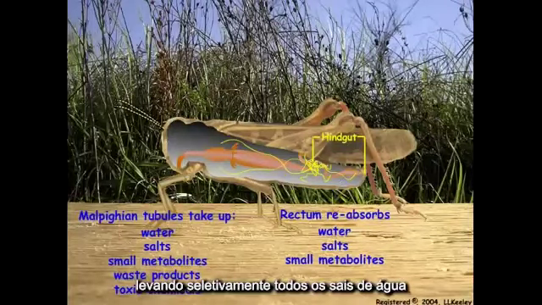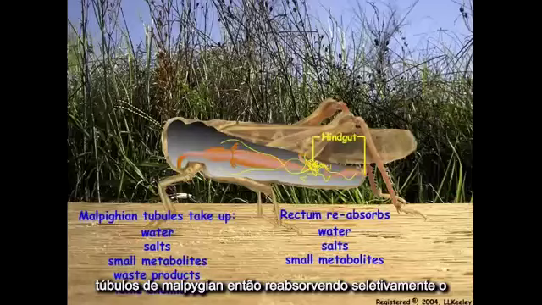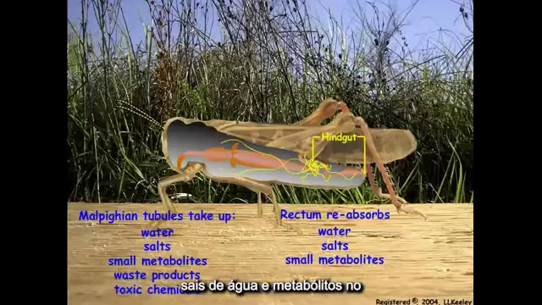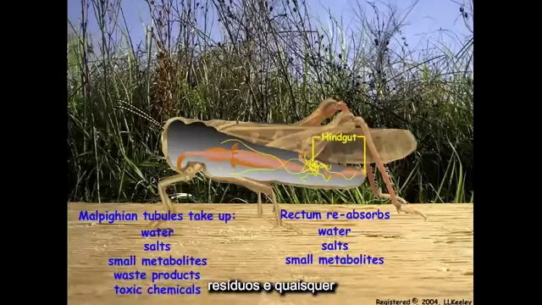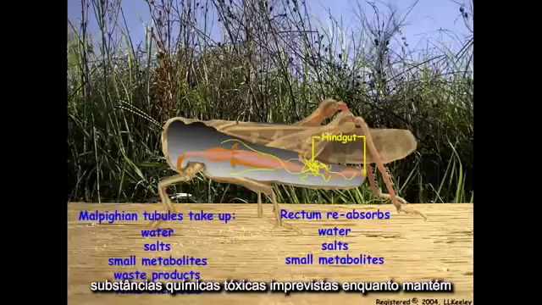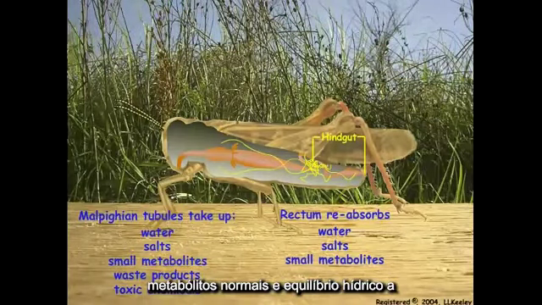By selectively taking all water, salts, and small molecules into the Malpighian tubules, then selectively reabsorbing the water, salts, and metabolites in the hindgut, the insect can rid its body of waste and any unanticipated toxic chemicals while maintaining a normal metabolite and water balance.